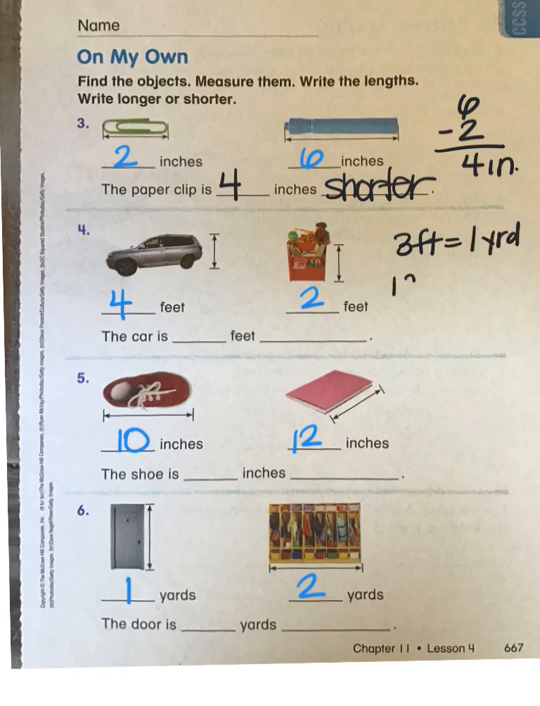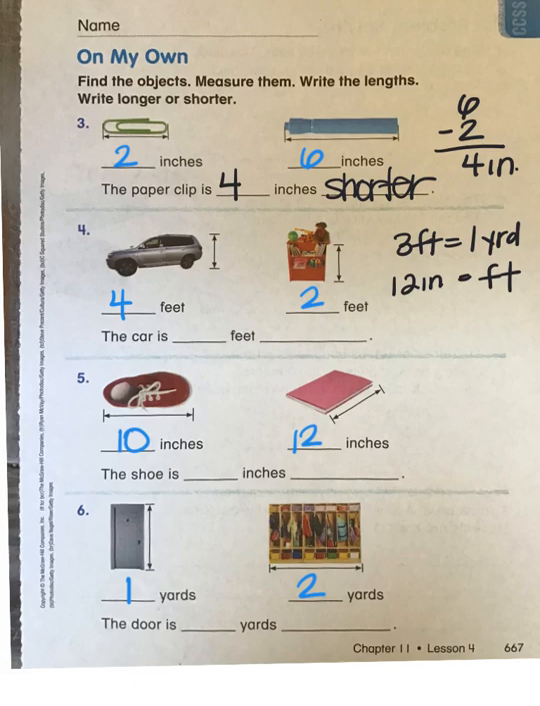And there are 12 inches in 1 foot. So 1 yard is 36 inches. Okay. So let's see the car and the bookshelf.